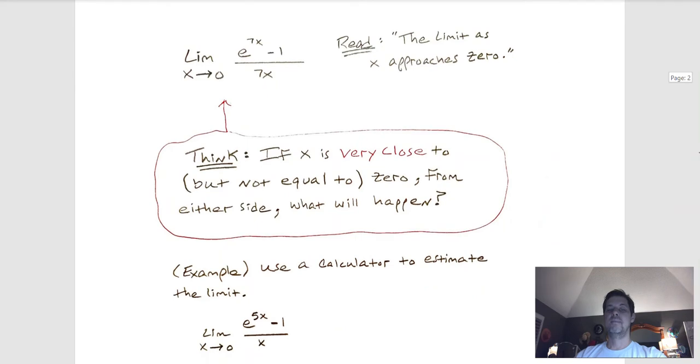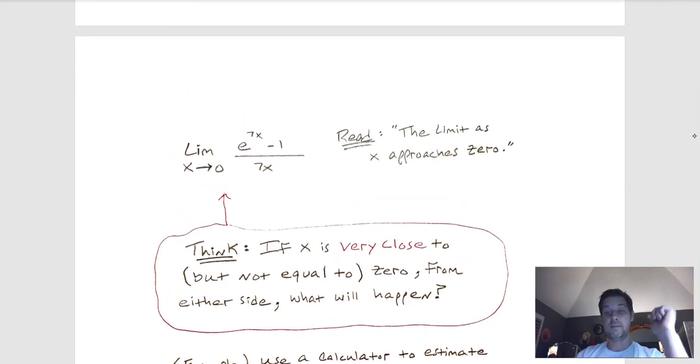Now, that idea, that trend, that pattern I just asked you to comprehend gives rise to what a limit is. This is the way that we write down the concept of a limit.